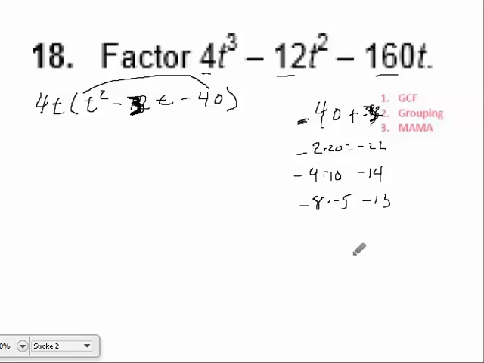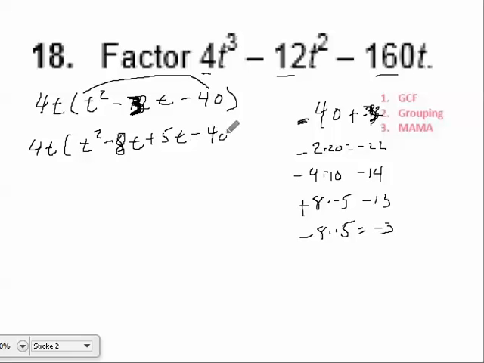I think it's got to be a negative 40 that they're multiplying to. So, oh, wait a second. A negative 8 times a positive 5 would give me a negative 3, and it'd give me a negative 40. So that's what I'm going to group it as. So I'm going to have 4t times t squared minus 8t plus 5t minus 40.